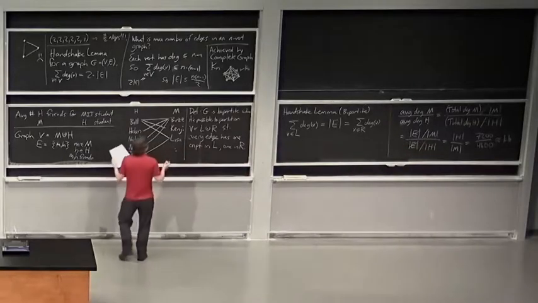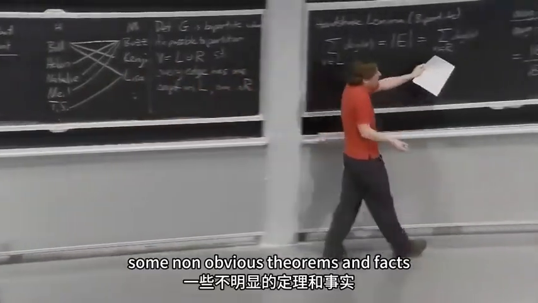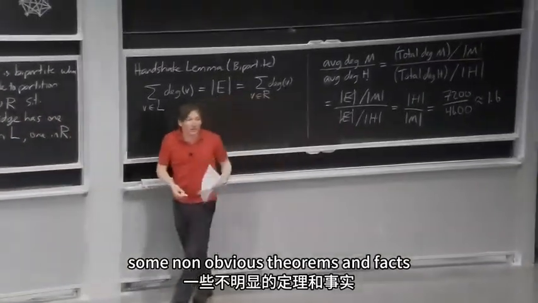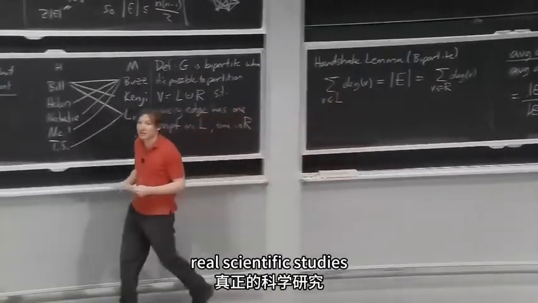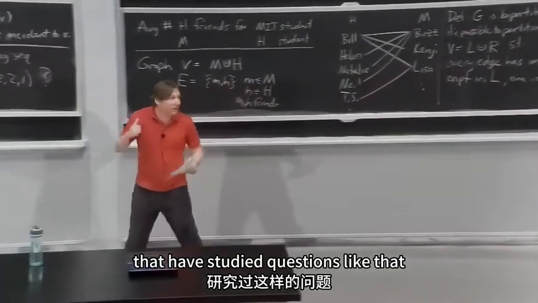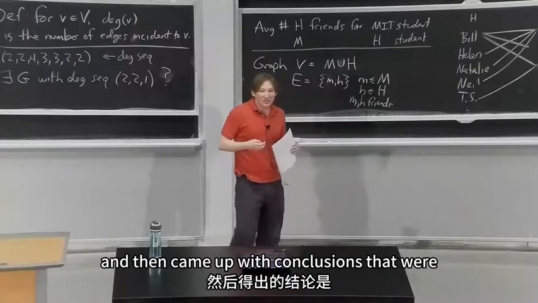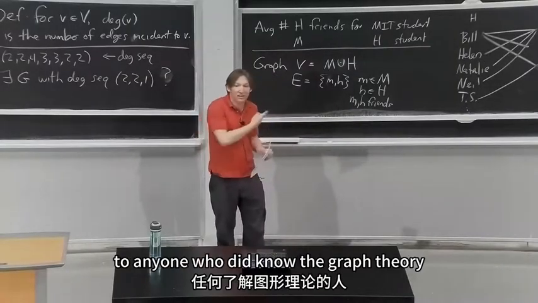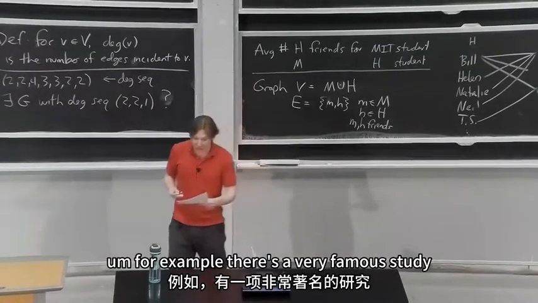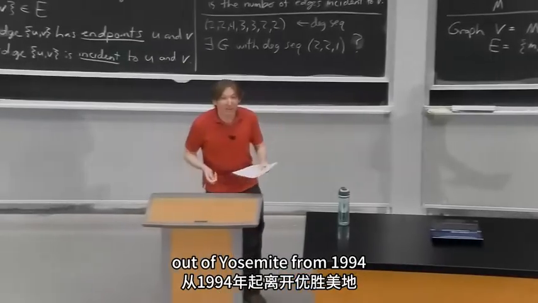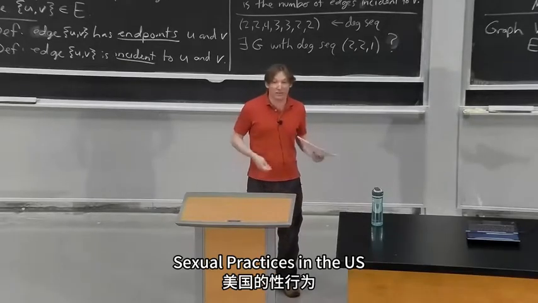So already, we've just defined a couple things, and we've already been able to prove some non-obvious theorems and facts. Again, they still look like toy examples, but there are real scientific studies that have studied questions like that and not known the graph theory, and then came up with conclusions that were very obviously wrong to anyone who did know the graph theory. For example, there's a very famous study out of UChicago from 1994 called The Social Organization of Sexuality, Sexual Practices in the US.